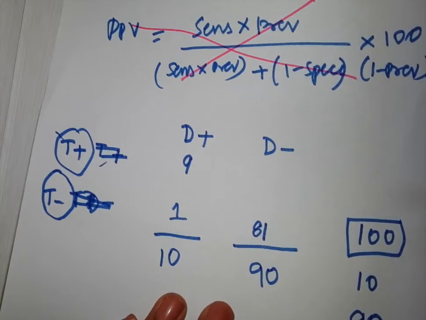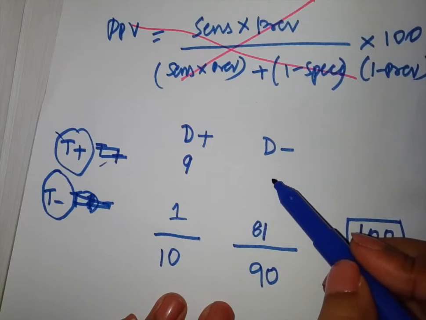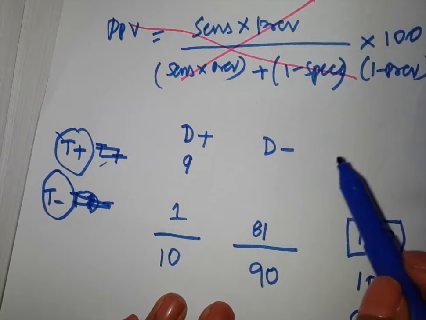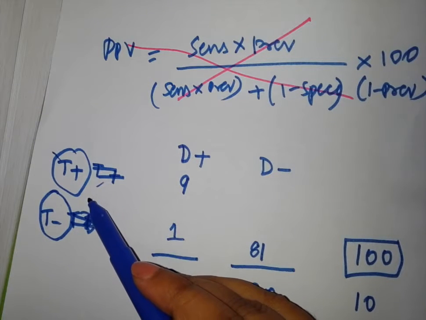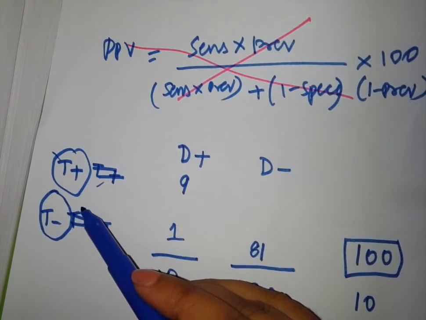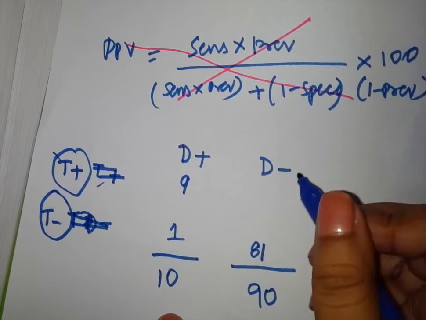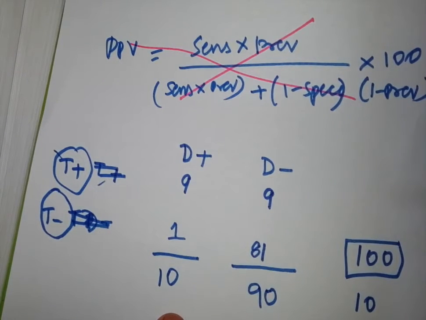Correct? So 81, and how many are remaining? The person is actually disease free, but the test has wrongly detected it as positive. That will again be 10%. So 10% out of 90 will make it 9. I hope this is clear.